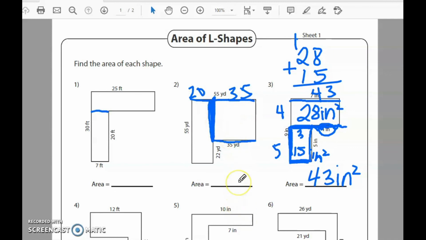Okay, so there's one question on the practice quiz that we want you to do this method with and find the area.